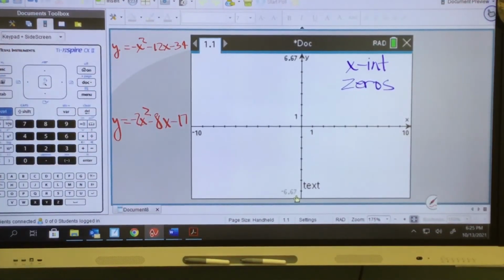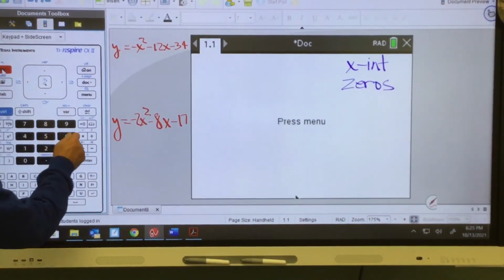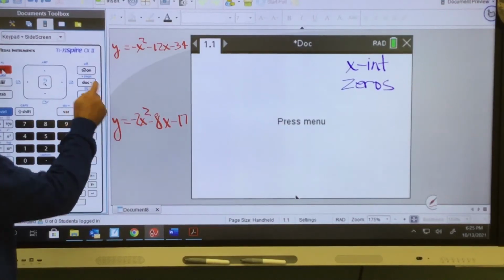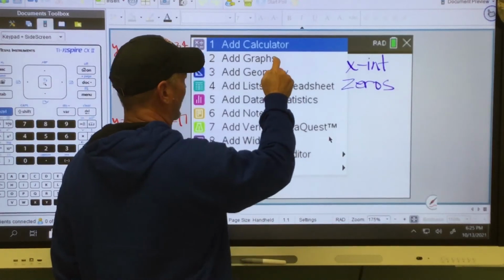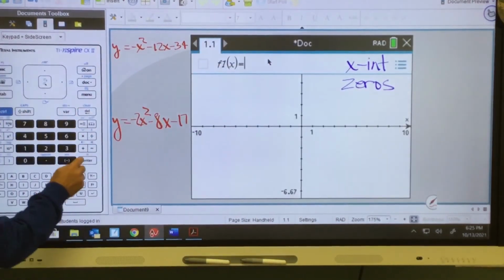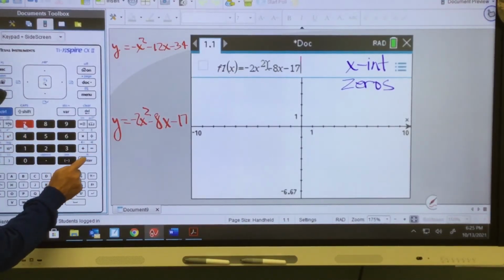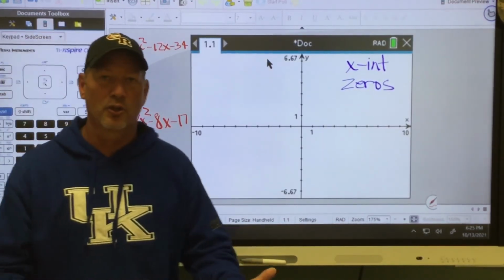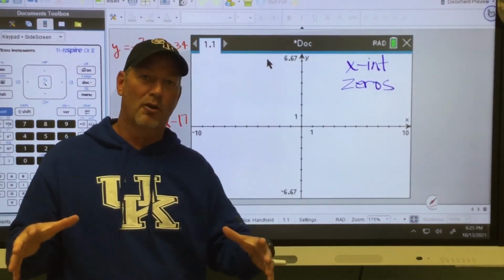Oops. Enter. Control escape. All right, here we go. Home, new, that's okay. Everybody hits the wrong button every now and then. Graphs, negative 2x squared minus 8x minus 17, enter. Nothing shows up on my calculator screen. That means it's a little bit off on the window.